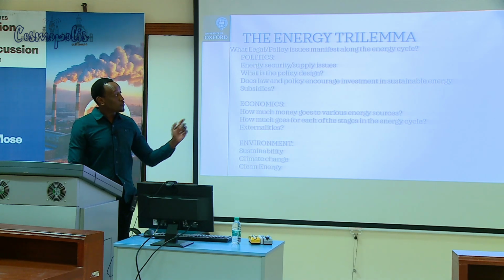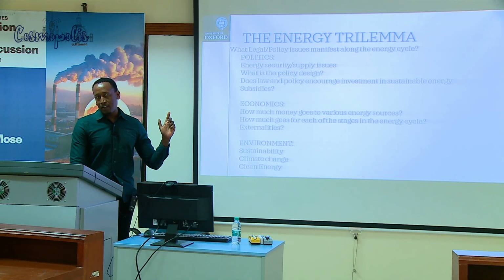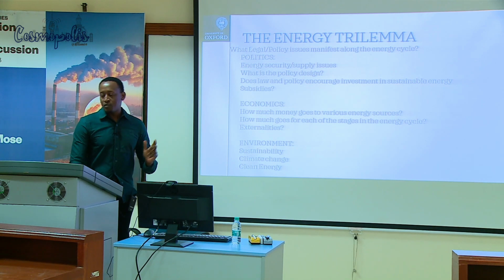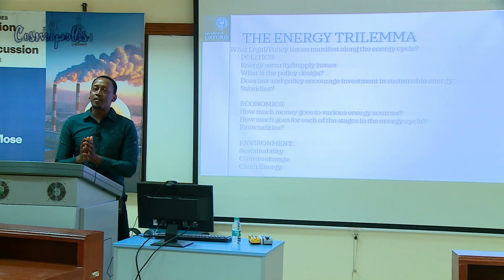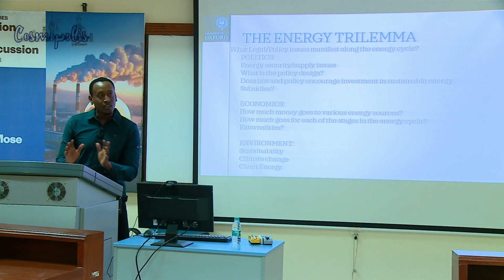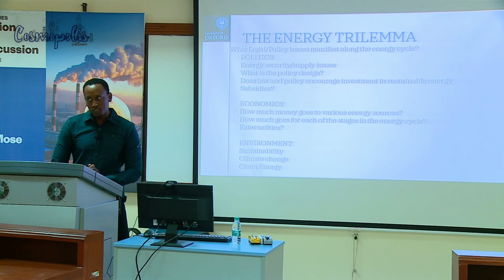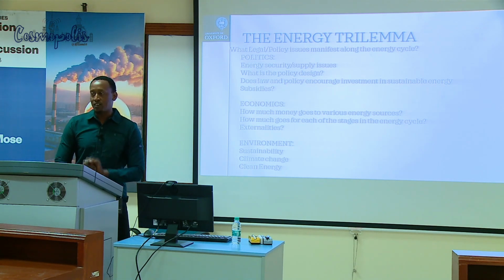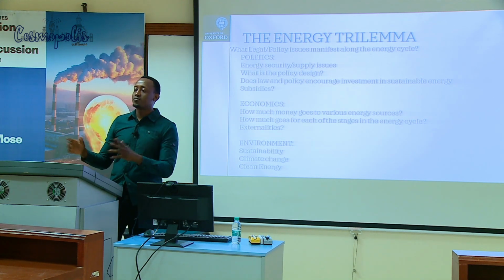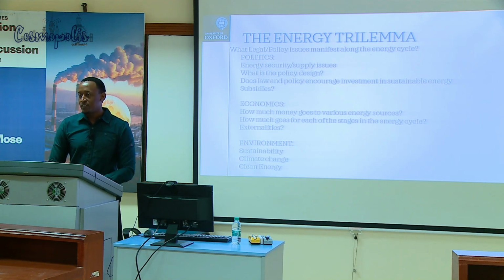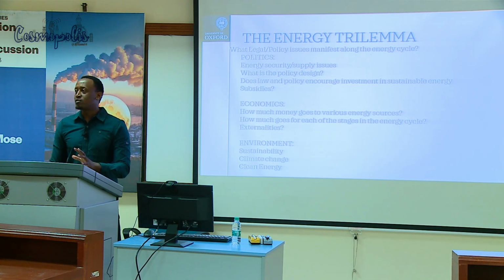So how much goes into each of the stages in the energy cycle? Why is this important? I'll give you an example of oil and gas. The companies that explore, so this is how it starts. There's a rumor that in Karnataka, there's a huge oil deposit. So the central government and the Karnataka government do not have the money to explore it. So they issue licenses. Say around Nandi Hills, there's oil. So they issue licenses for people to come and prospect for oil and gas.